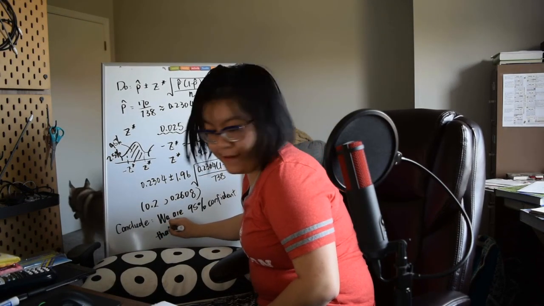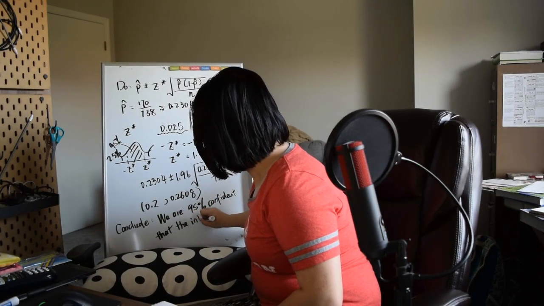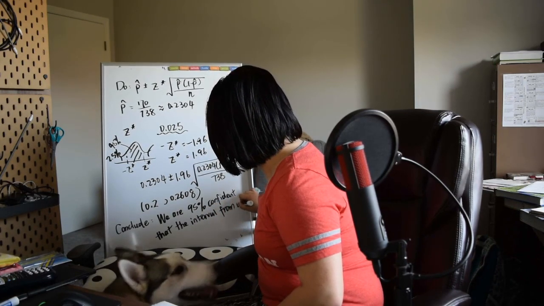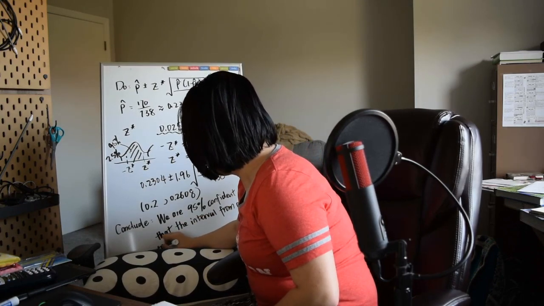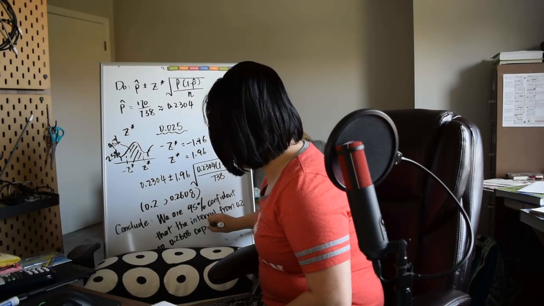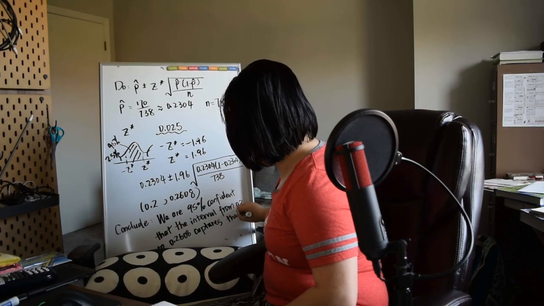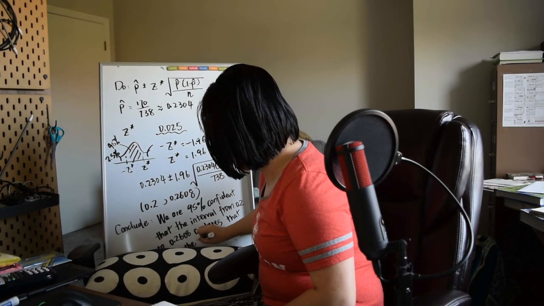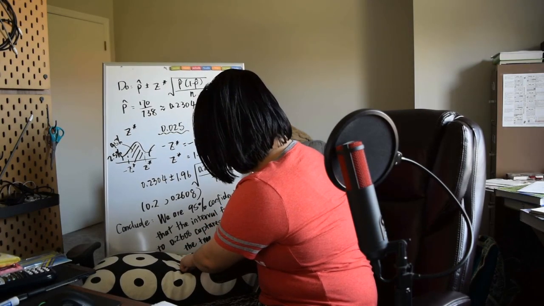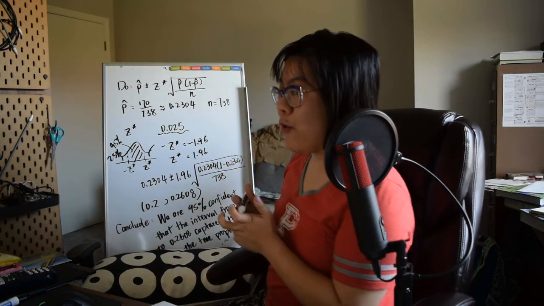that, okay, the interval from 0.2 to 0.2608 captures that the true proportion of, okay, I'm running out of space. All right, I'm gonna just do dot, dot, dot. I will read it for you, okay?